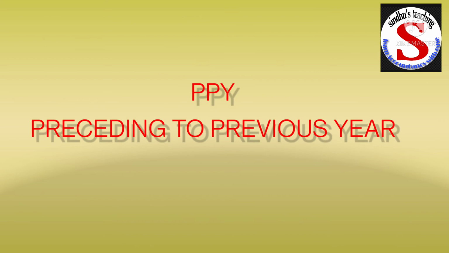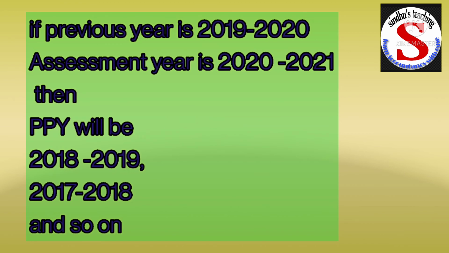Then we studied about PPY, that is preceding to previous year, which means the years before the previous year. In the second basic condition, it says that the assessee should have been resident for 4 years preceding to previous year, and also in the subsequent condition it says preceding to previous year 10 years. So preceding to previous year means the years before the previous year.